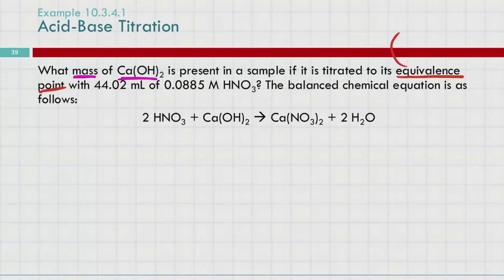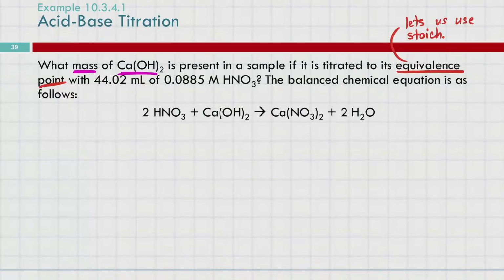Equivalence point here just lets us use our solution stoichiometry. That's all that it is. It's just signaling to us, yes, we can do stoichiometry, we can use our ratio from our balanced equation. That's all that equivalence point is signaling to us in this case.